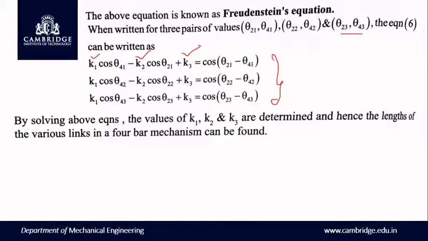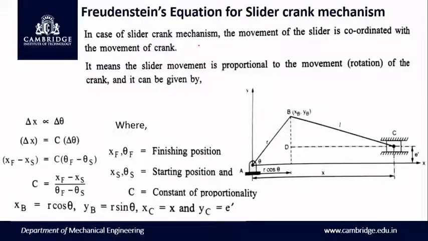The use of the Freudenstein equation is that by knowing the angles of the input link and output link, we can find the lengths of the 4-bar mechanism. That's the advantage of Freudenstein's equation. Let us consider the Freudenstein equation for the slider crank mechanism.